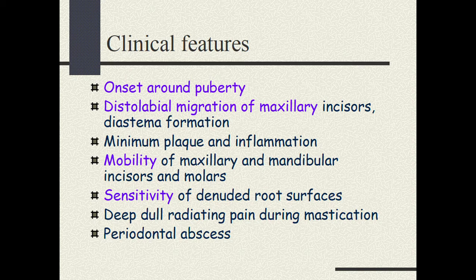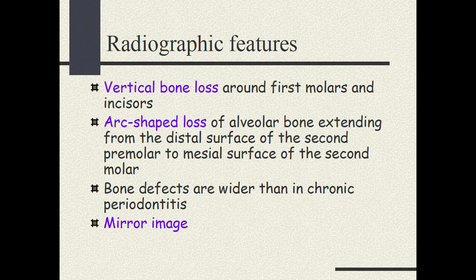Clinical feature: onset around puberty, distolabial migration of maxillary incisors, and because of movement of maxillary incisors, diastema formation will be there. Minimum plaque accumulation and minimum inflammatory response will be seen. Mobility of maxillary and mandibular incisors I have already discussed. Because of this, distolabial migration of teeth will be there. Sensitivity of denuded root surface, deep dull radiating pain during mastication, and periodontal abscess formation might be there.